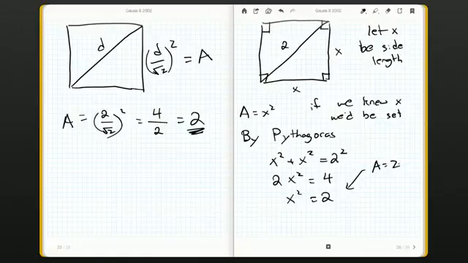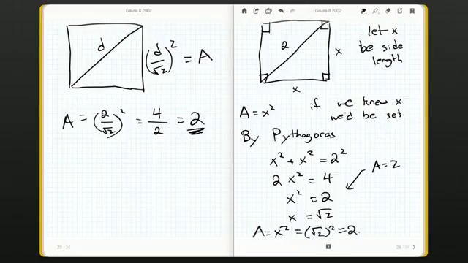But if I didn't know that, that's okay. I can square root both sides and figure out x. Because remember, if we knew x, we could plug it into this formula. So square rooting both sides, x is square root of 2. So the area is x squared. So that's going to be root 2 squared. And that's going to be 2.